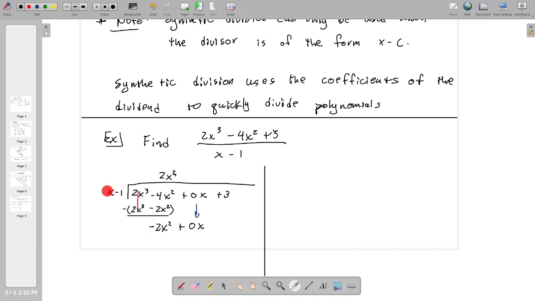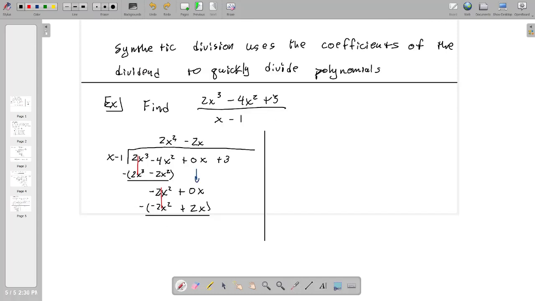Now, what times x gives me a negative 2x squared? It'll be a negative 2x. Negative 2x times x is negative 2x squared. And then a negative 2x times a negative 1 gives us plus 2x. Subtract. Steps are all the same as integer long division. Negative 2x squared minus negative 2x squared gives us a 0. Of course, 0 minus 2x is a negative 2x. We bring down our 3, just like before.